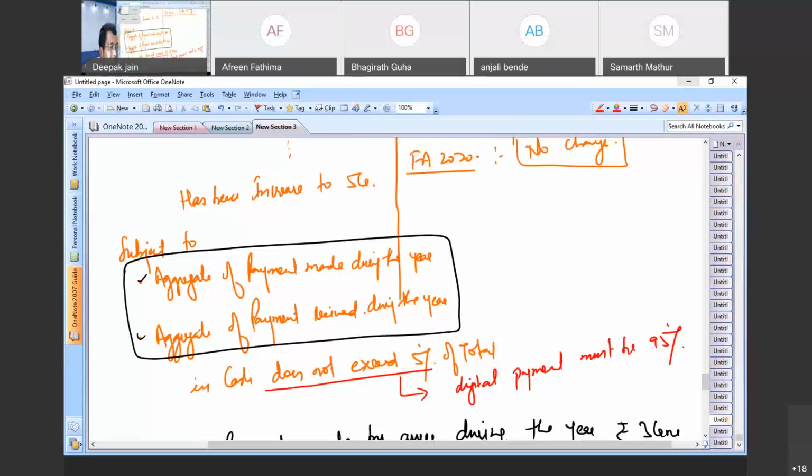It is the same thing. Any other query from salary, house property, PGBP, capital gain, residential status? Any other query, or any other point, from any side, beta? What should I do, beta? Shall I conclude the class or not?